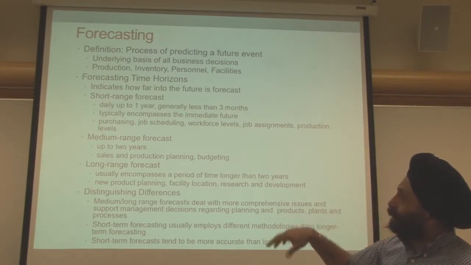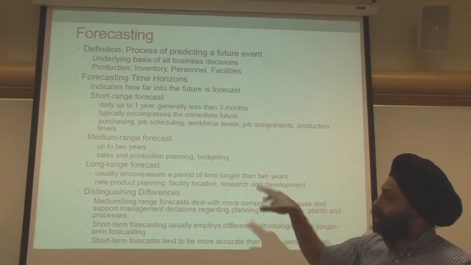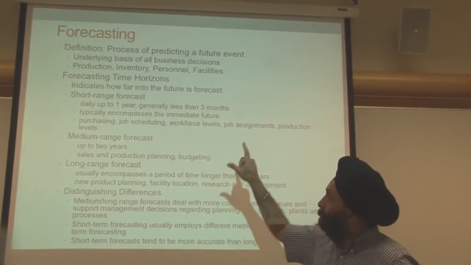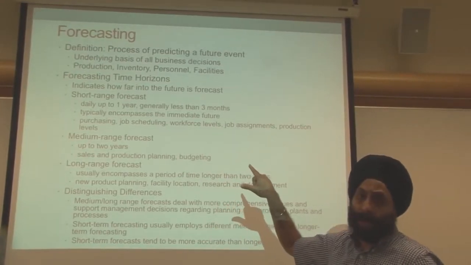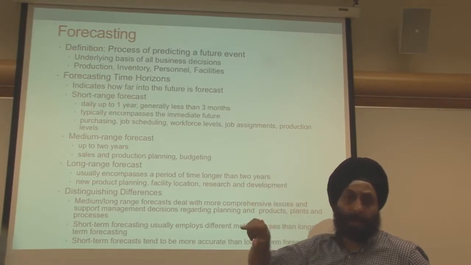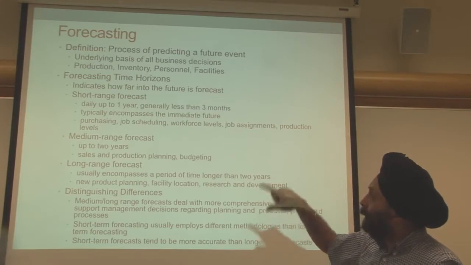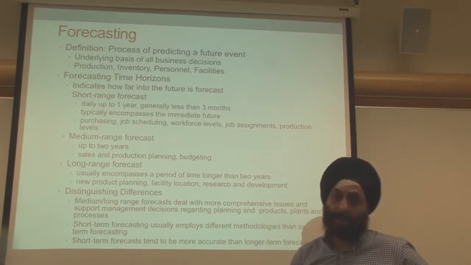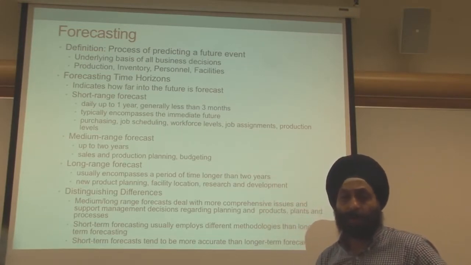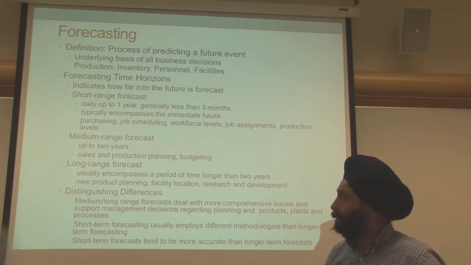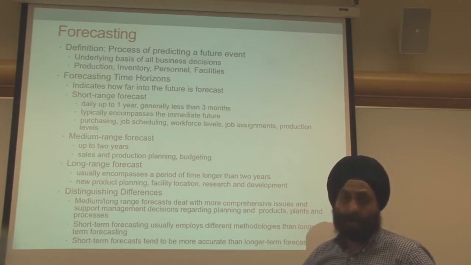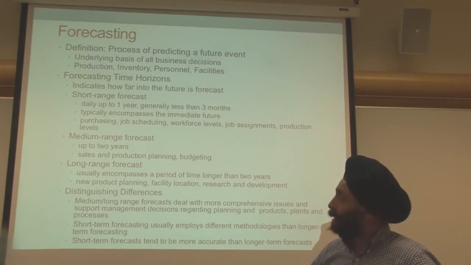And in this case, besides the production, you have to look at inventory, personnel, how many people do you need to have? Do you have enough people to make the products or offer services? Or the facilities associated with that. Do we need more warehouse space? Do we need more production space? So those will be the type of issues that will be addressed as part of forecasting results.